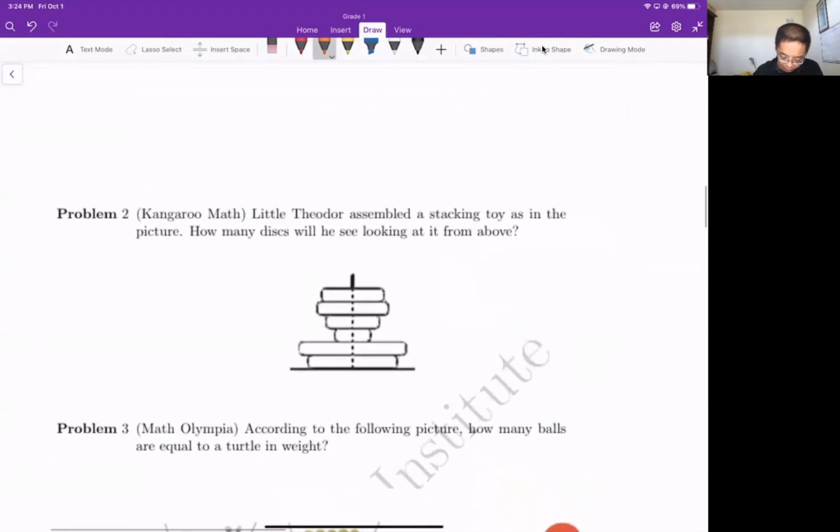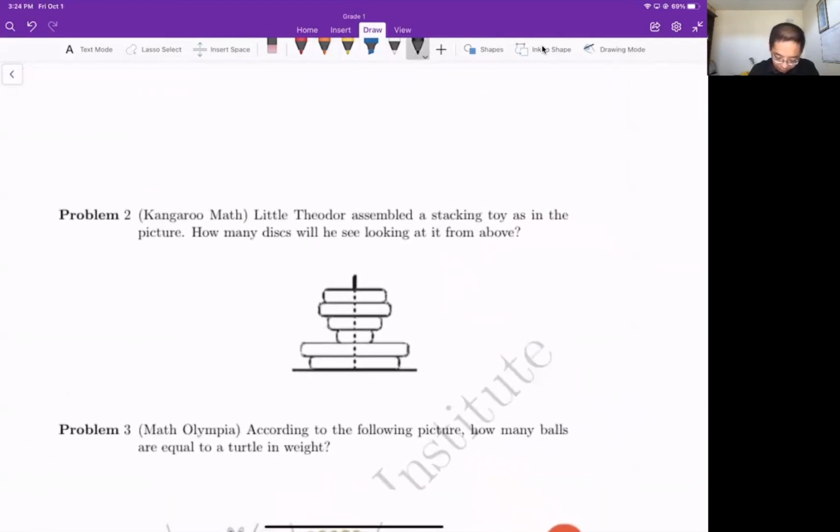Question number 2. Little Thor assembled a stacking toy as in the picture. How many discs will he see if he is looking from above? Now, if we look at this from above, clearly we can see this one. So this is the one that we can see, right? Which is the top one. So I just see from the top.